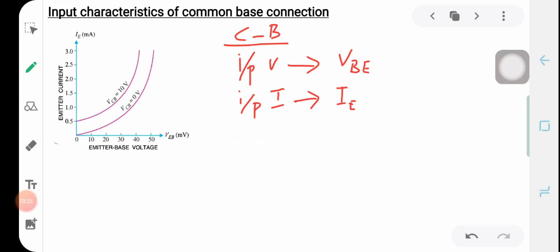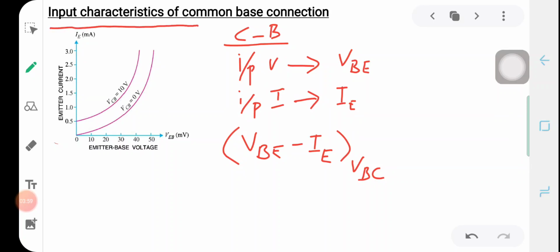The input characteristics of a common base connection can be defined as the graphical representation of the base emitter voltage and emitter current, keeping the collector base voltage constant, that is, the output voltage constant. So keeping VCB constant, if we draw the variation of the base emitter voltage with the emitter current, we get the input characteristics of a common base connection. And this diagram represents the input characteristics of a common base configuration.